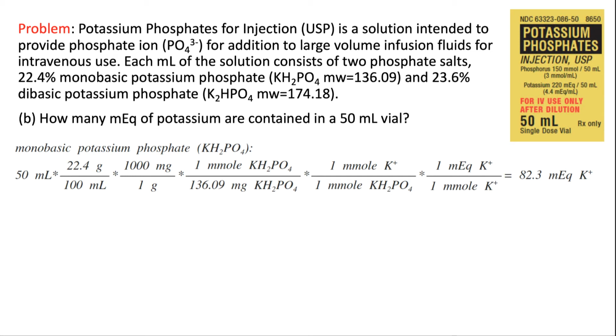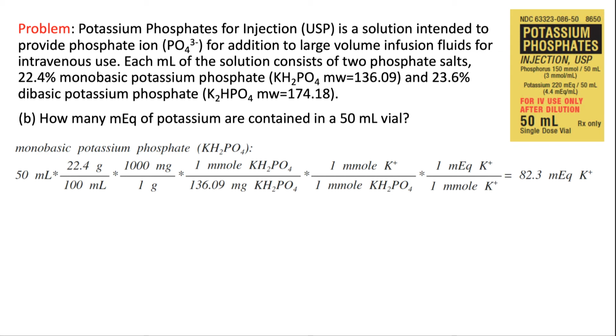KH2PO4. Now, the point of this is to determine the number of milliequivalents of potassium. So let's convert from the parent molecule to the millimoles of potassium. So again, we can multiply by the fact that there would be 1 millimole of the potassium ion for every 1 millimole of the parent molecule, since the formula is just KH2PO4. There's 1 potassium in every 1 monobasic potassium phosphate. So now we're in just millimoles of potassium.